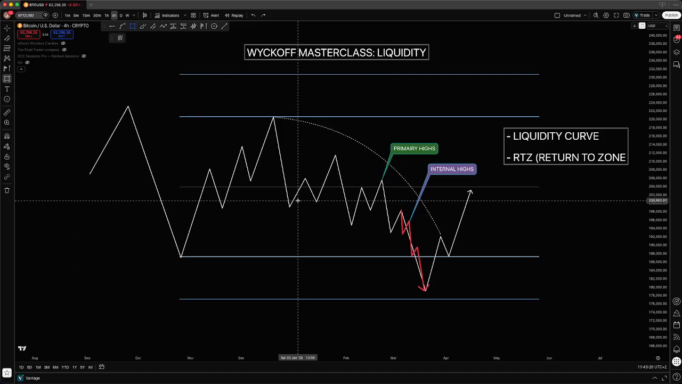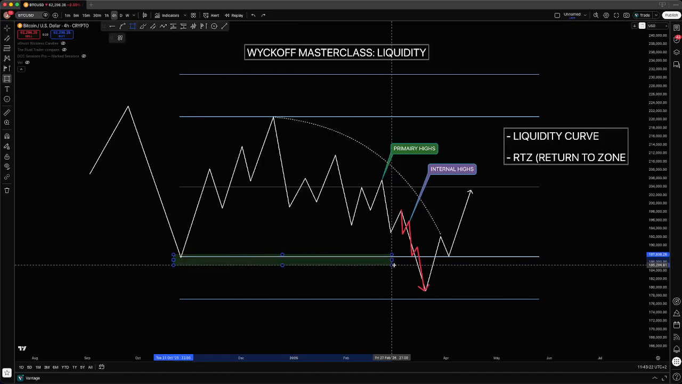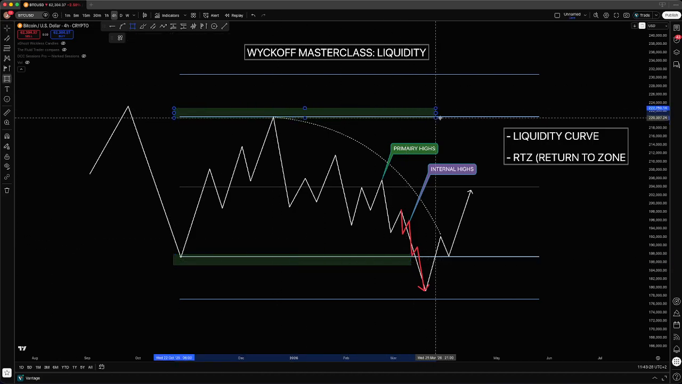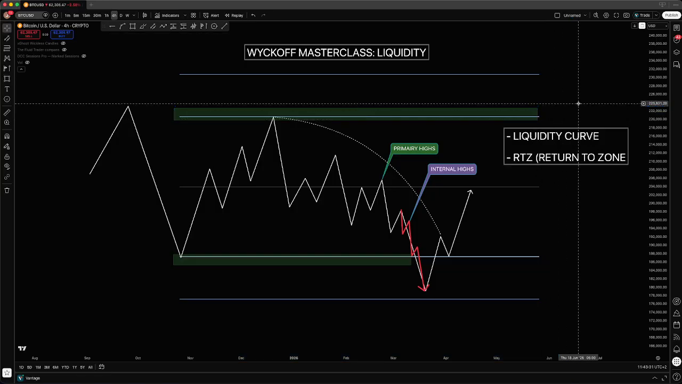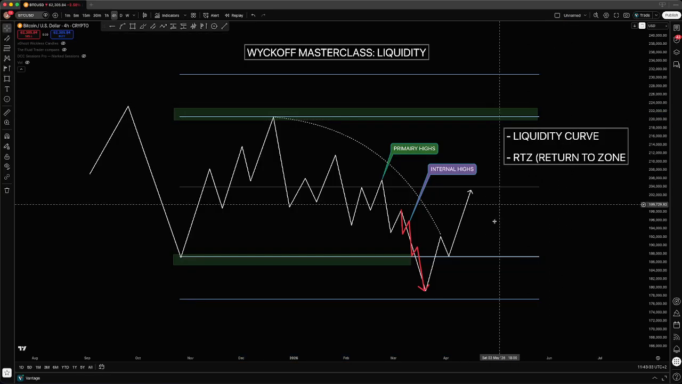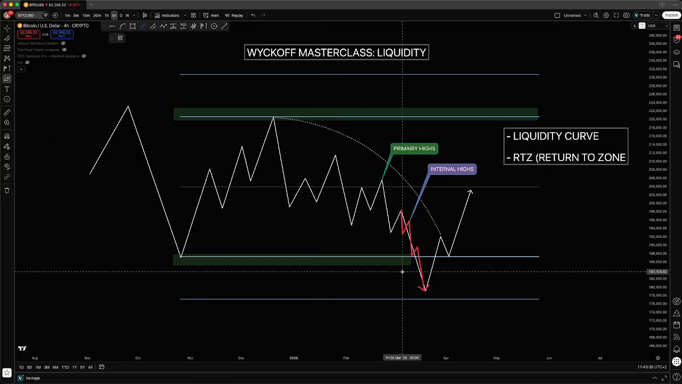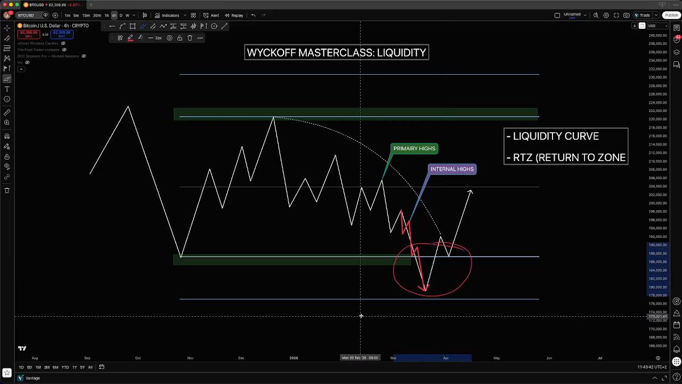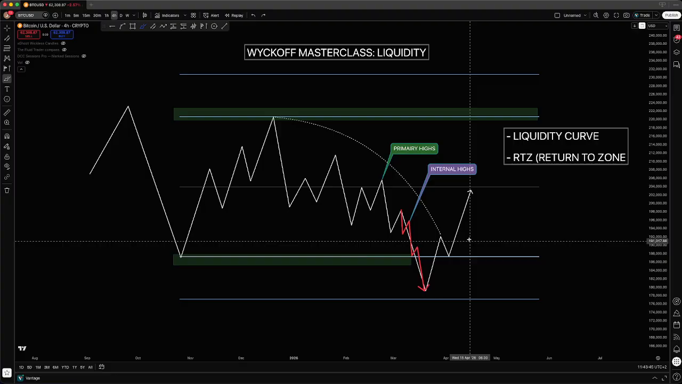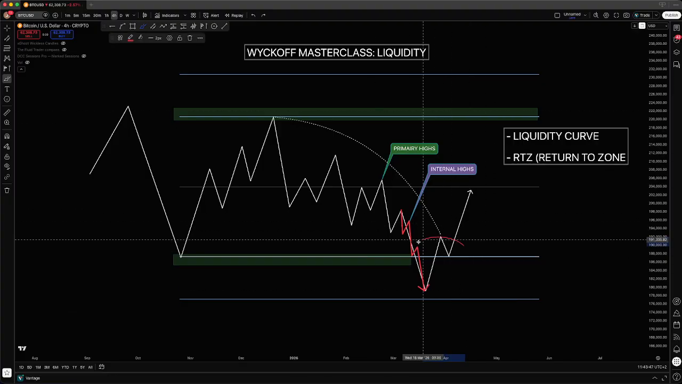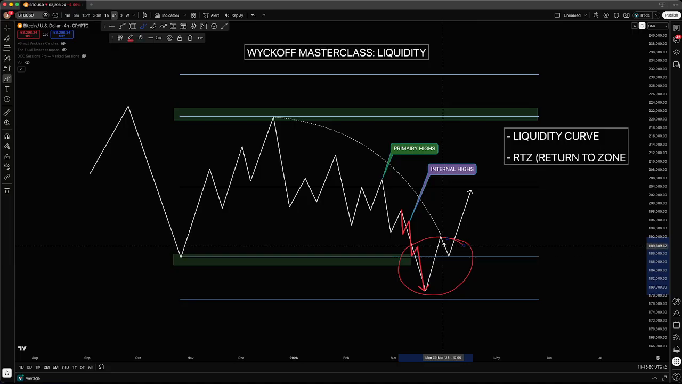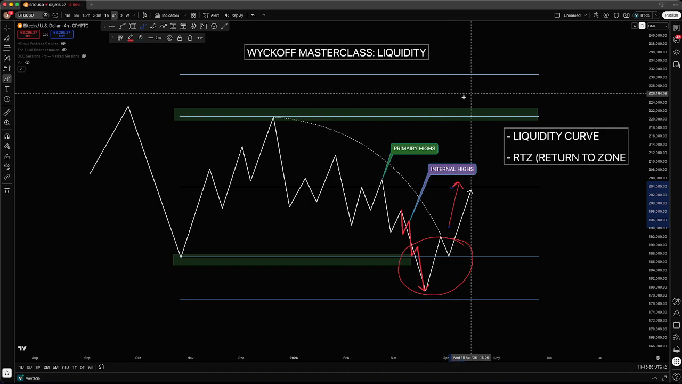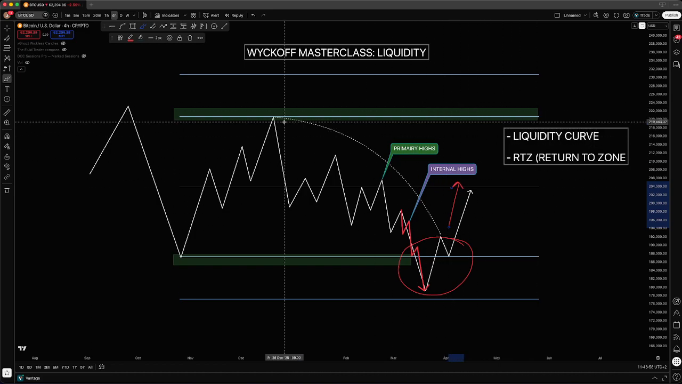Why? Because what are zones? We have zones on the bottom side of the range, and we also have zones, price levels, at the upper side of the range, right? So what does this mean? If we have a good entry down below, and we have a good return to zone, it means we have a great opportunity to go long at the bottom, because the price can return back to the upper zone very easily thanks to the liquidity curve.